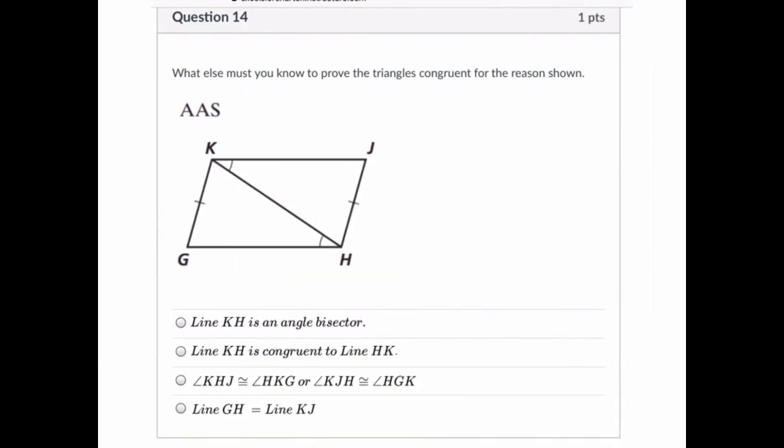From your homework, what else must you know to prove these triangles congruent for angle, angle side? So here's a side, and here's an angle. And we need another angle because we need two angles and a side. So this one's out because it's talking about lines. So this one must be the correct answer. And to prove it, we have angle KHJ, which would be this one here in red, congruent to HKG, this one here in red, or you could also use this one here in blue.